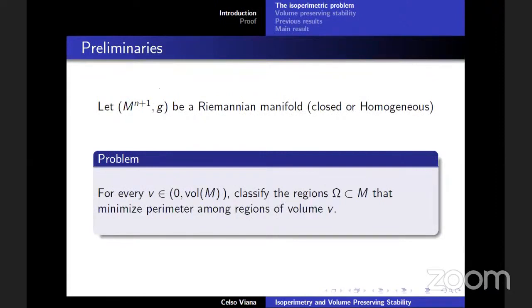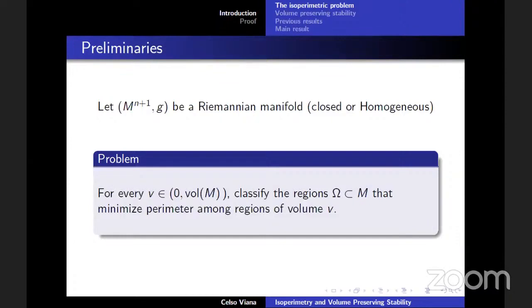The question we want to consider here is the question of classifying the compact regions in a Riemannian manifold, those that minimize the perimeter among regions of a given volume. For us, the manifold will be mainly closed, but you can also assume it's non-compact, and for example, you can assume it's nice enough, like homogeneous, and that should be enough for our results.